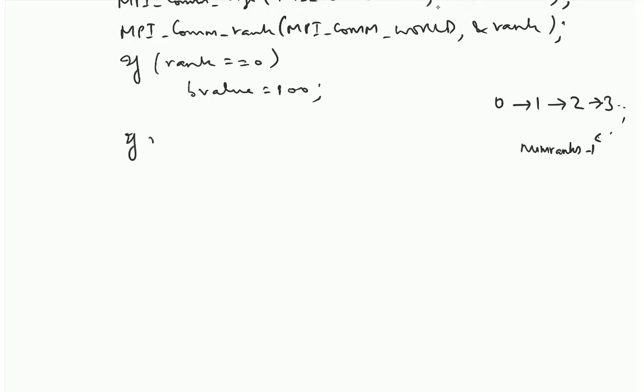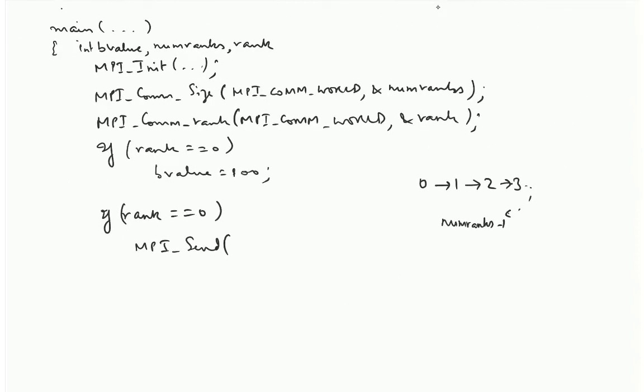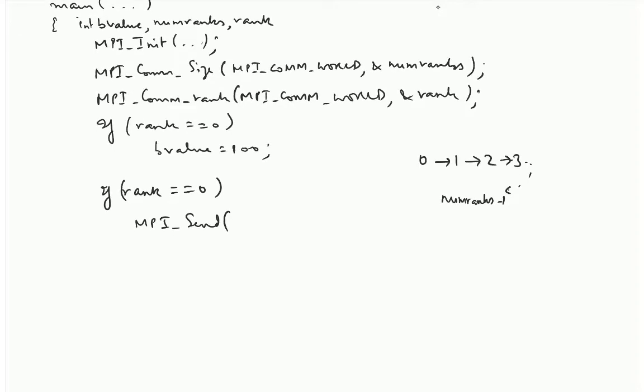Okay, so the code is conditional based on what your rank is, right? So let's do this. If rank is equal to 0, what am I going to do? I'm going to do an MPI_Send. I'm just writing out all the parameters for the first program that we're going to write, and subsequently, I'm going to skip a lot of this stuff. Hopefully it's obvious what we want to write. Okay, so what is the first parameter to MPI_Send? The buffer, pointer to the buffer where the value is. So ampersand b value, that's where I've initialized the data.